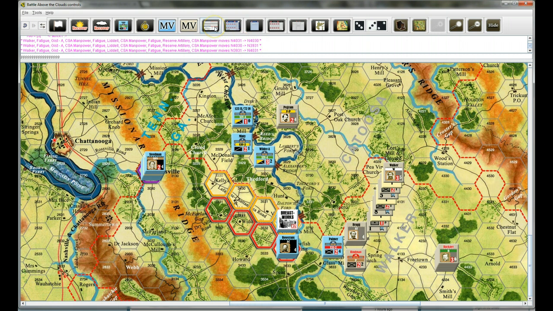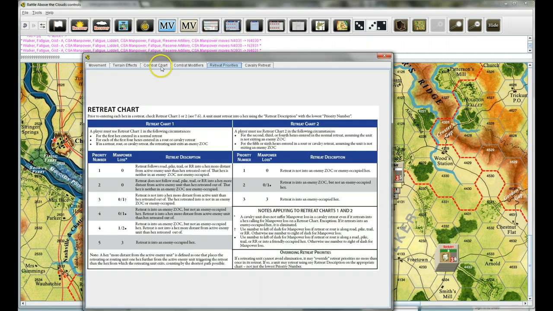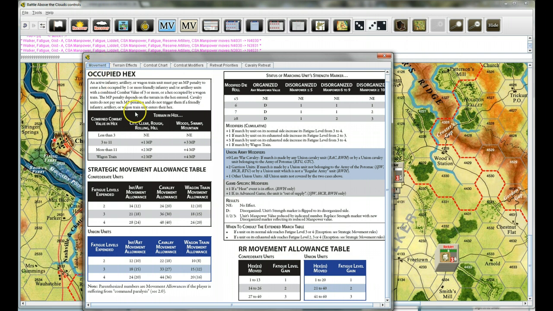Let's pull up the chart once again. And we look at the movement here. And right here in the upper left, we've got this occupied hex chart. And we can see that it indicates that if you have less than 3 manpower in a hex already, there's no effect either way. But most of the time, that's really only going to be representative of perhaps an artillery unit. So it's often advantageous for you to move your artillery units out in front of the other forces that are moving along the road.